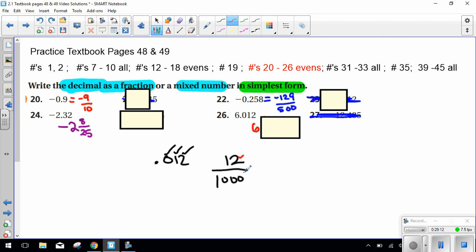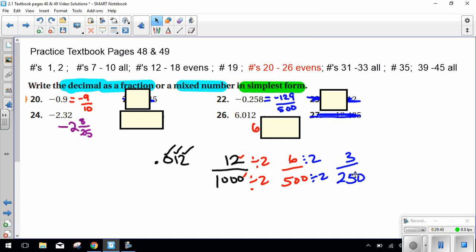Since these are both even numbers at the end, divide by 2. Half of 12 is 6. Half of 1,000 is 500. These are both even numbers again. Divide by 2. Half of 6 is 3. Half of 500 is 250. Okay, so I can no longer divide 3 and 250 by a common number. So my final solution for 6 and 12 thousandths is 6 and 3 over 250.